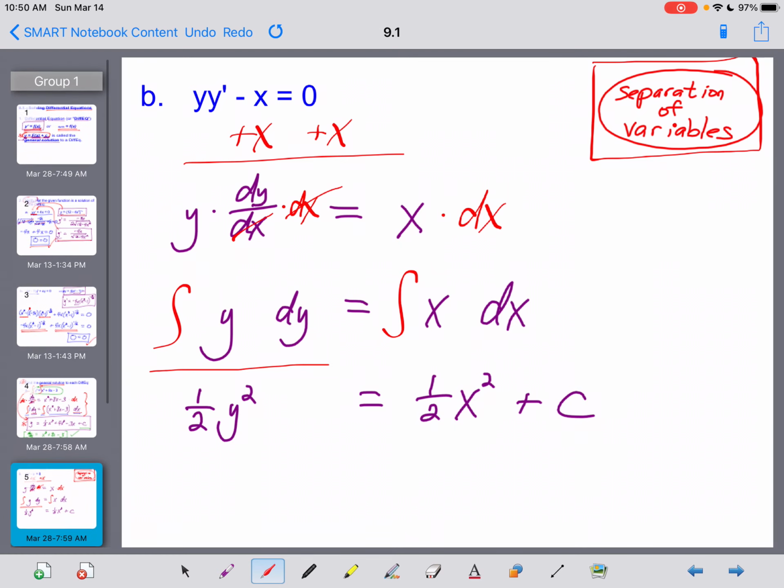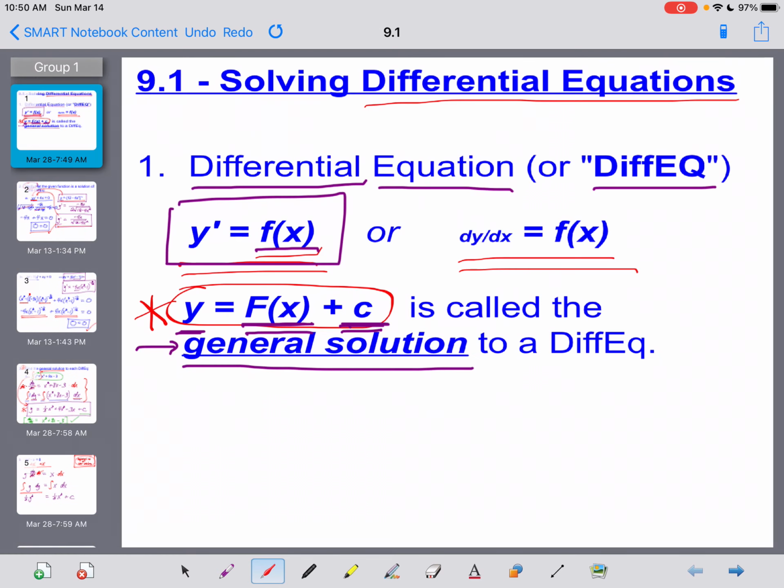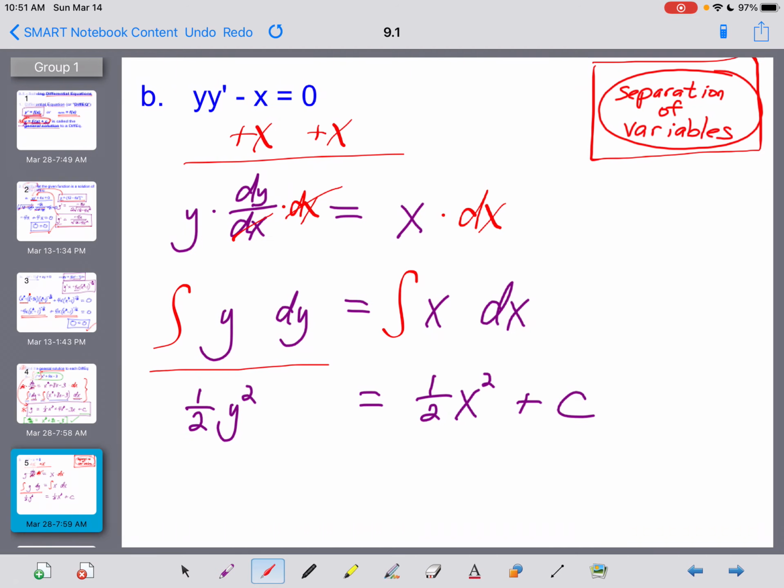Our goal, and I've got to remind you guys of this a lot as we're getting started, in solving a differential equation is to get y by itself. Get y strictly as a function of x. That is always the goal after we anti-differentiate. So let's get y by itself. How are we going to do that? First thing, we're going to multiply both sides by 2.